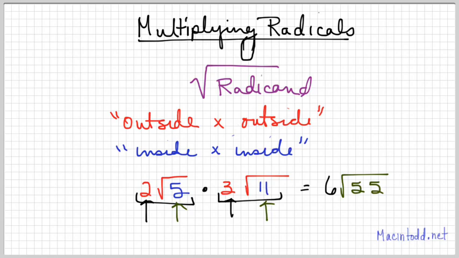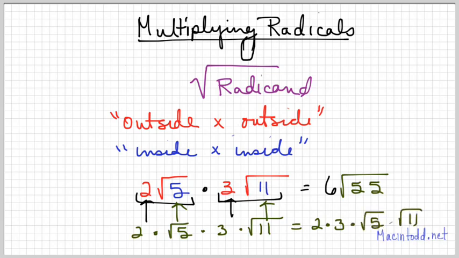Now the reason this works is because this is multiplication, so this is really 2 times root 5 times 3 times root 11. And the commutative property lets us move stuff around as much as we want. So it becomes this, which is 6 root 55. Okay, but it's just outside times outside, inside times inside. And then if we can, we simplify stuff.